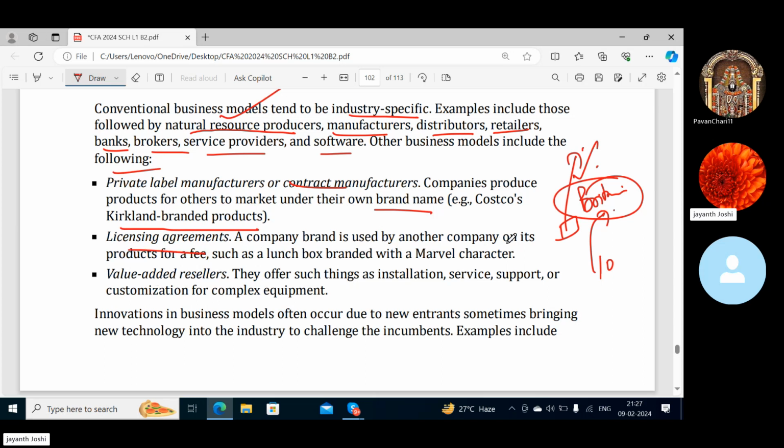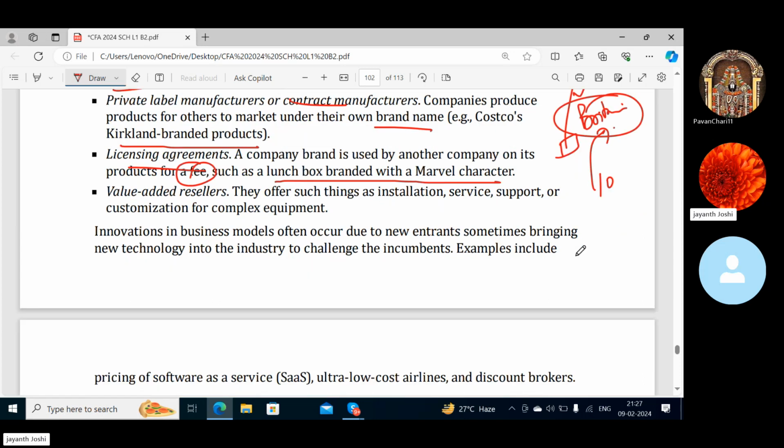Licensing agreements. A company's brand is used by another company on its products for a fee, a royalty, such as a lunchbox branded with a Marvel character. If you are selling a lunchbox with a Marvel character on it, you have to pay a fee to Marvel, the people who make the movies under Marvel's banner. Many movies have come, right?